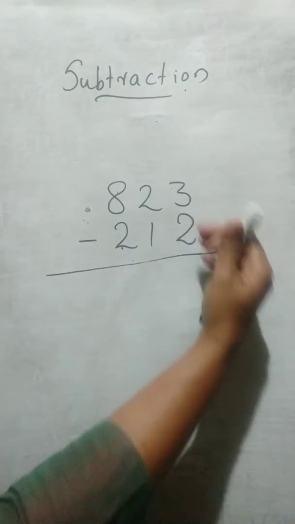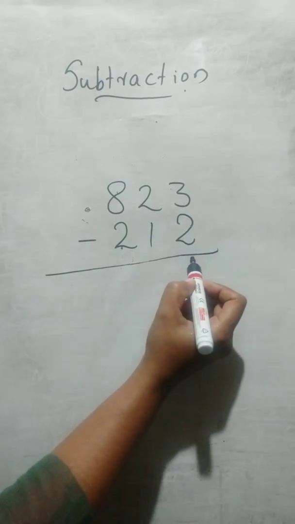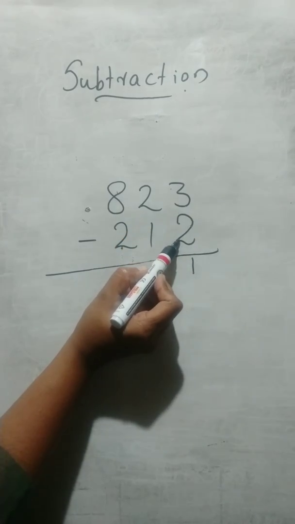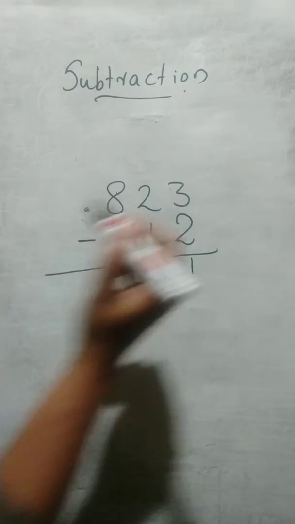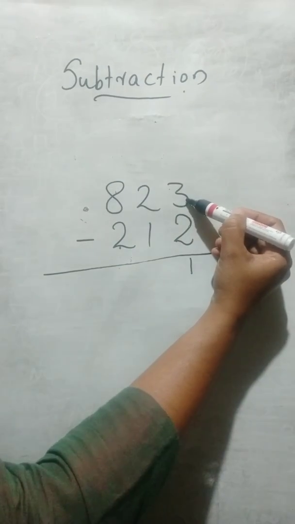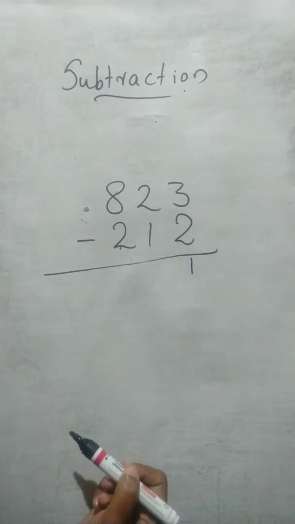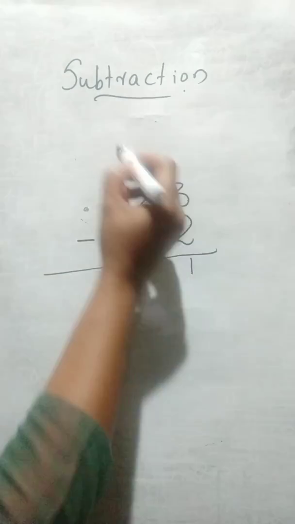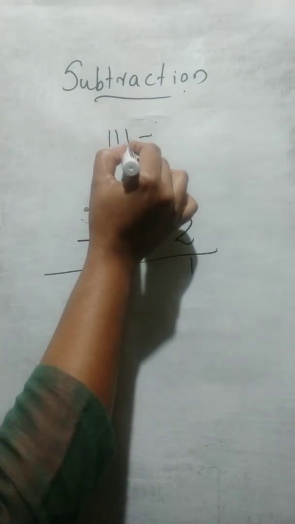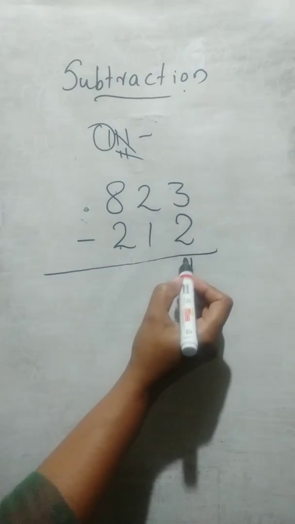Then, subtract digit by digit. That is, 3 minus 2, that is 1. 3 is greater than 2. Think like that way, top number and bottom number. If the top number is greater than the bottom number, it is very easy for us to subtract. That means 3 minus 2, so we will get 1. Remaining 1, so write it there.